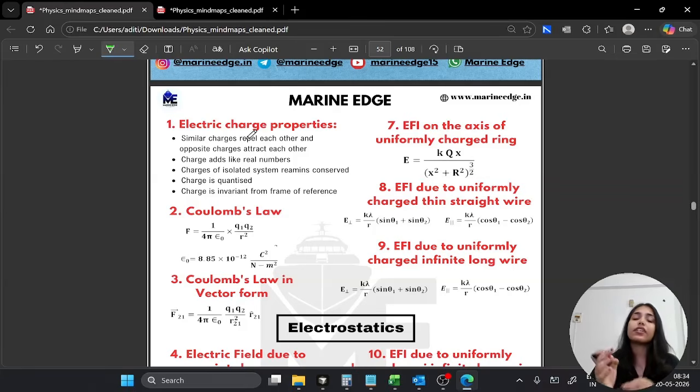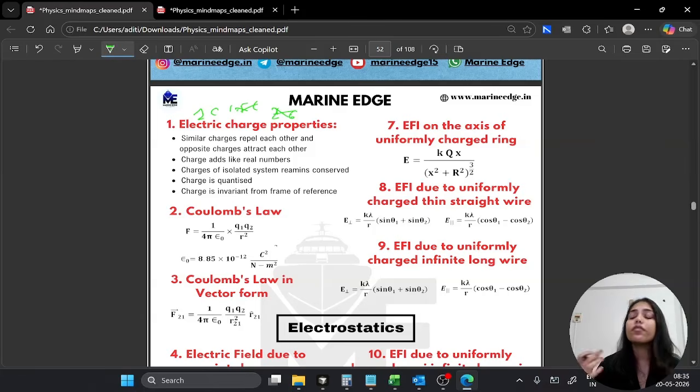And charges are quantized in nature. The smallest amount of charge you can move is 1 coulomb. You cannot move 1.5 coulomb, and you cannot get 2.6 coulomb. The only thing you can get is 1, 2, 3. They are quantized in nature, and you can add them like real numbers. Now, charge of an isolated system remains conserved. Inside a particular system, the charge will always remain constant. It can switch from one object to another object, but it always remains constant. Charge is invariant with the frame of reference.